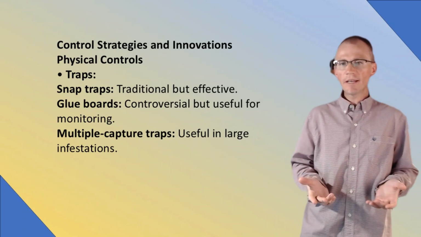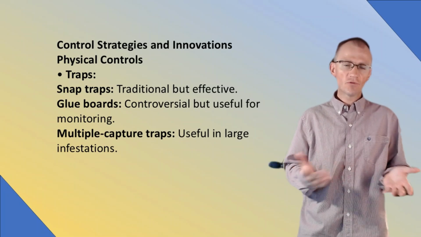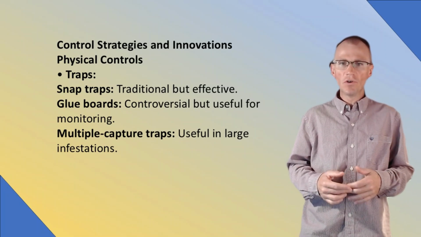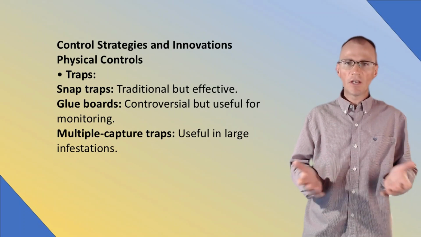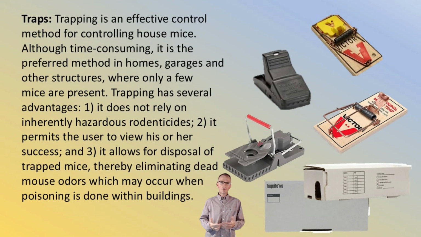Traps. When we look at traps, we're going to have traps that include snap traps, traditional but effective, glue boards, controversial but useful for monitoring, multi-capture traps, useful in large infestations. Traps. Trapping is an effective control method for controlling house mice. Although time-consuming, it is the preferred method in homes, garages, and other structures where only a few mice are present.